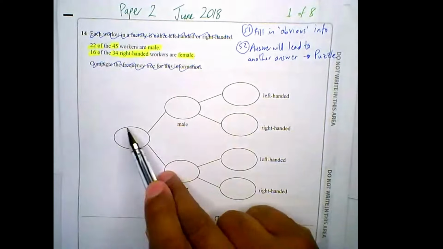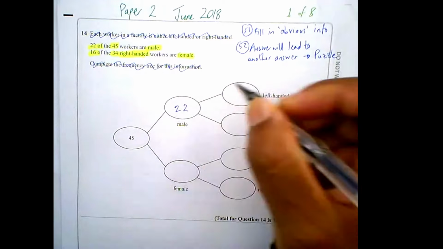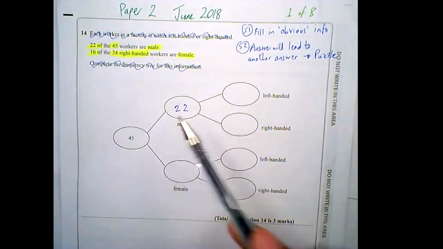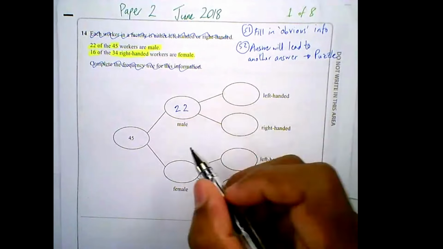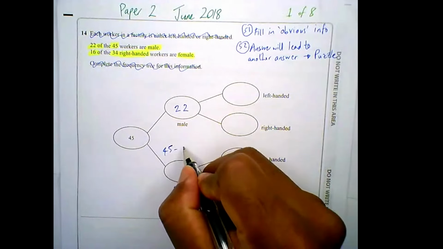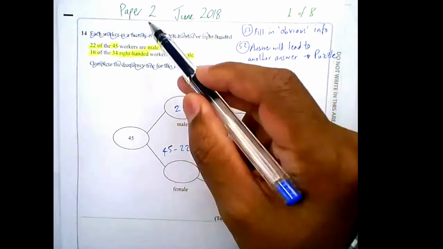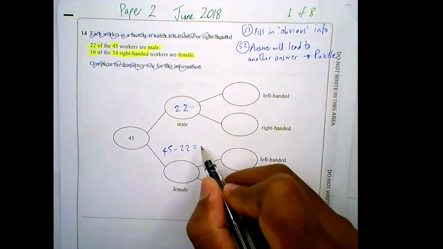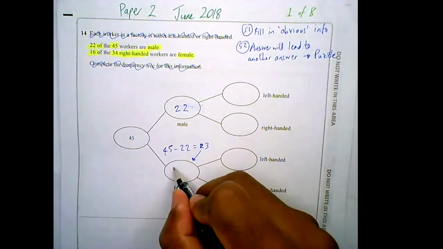So altogether we've got 45. 22 of them are male. So that's our first obvious information. So 45 workers, that's here, and 22 of them are male. Now that we know what we have as male, we can then work out the female. So this now becomes 45 take away 22. And it's a paper 2, which is a calculator paper. That gives me 23. So that goes into this box here.